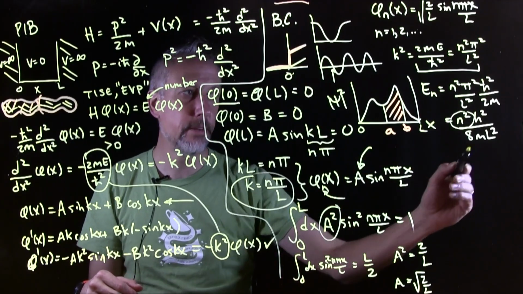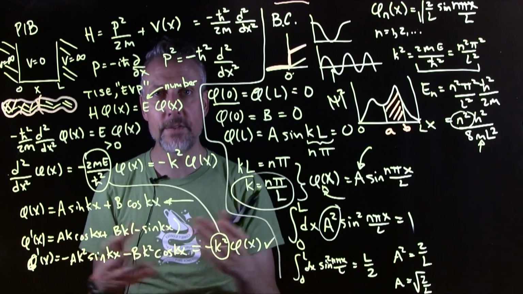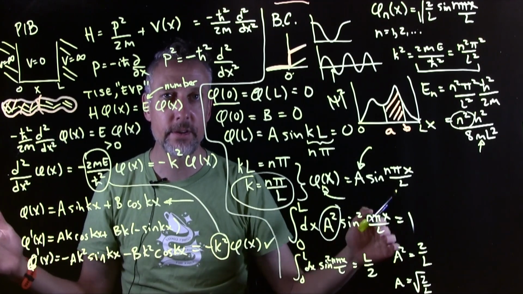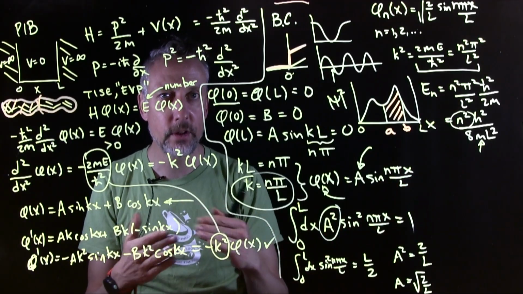The other thing that you see is that the mass is in the denominator. So what that tells you is if the mass of the particle in the box gets larger and larger, and starts to look maybe less quantum mechanical, then the energy levels get closer and closer together.